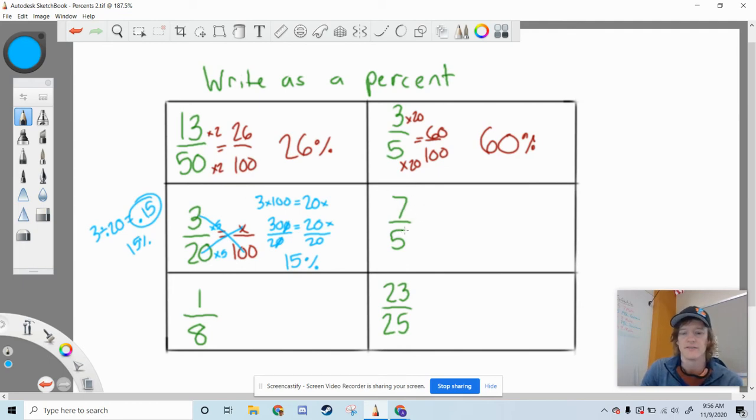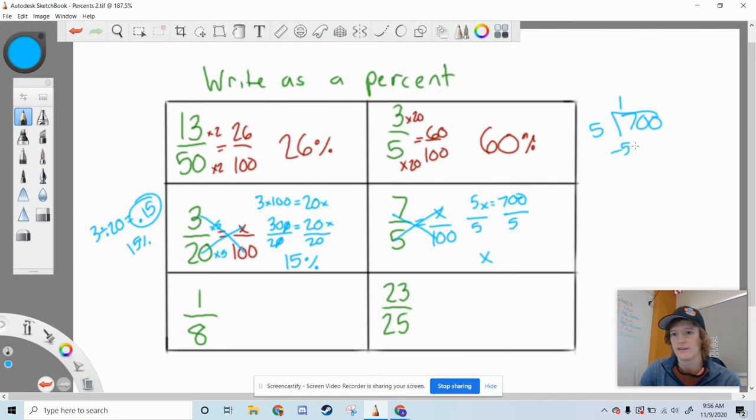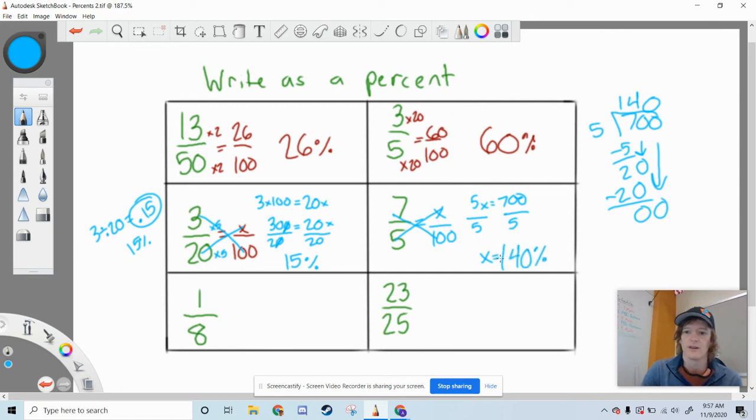Next, 7/5. Let's go ahead and set it up. x over 100. What percent is this? So we've got 5x equals 700. Divide by 5. Divide by 5. That 5x was here and 700 is here. So now you can just grab a calculator, do 700 divided by 5, or do long division: 1, 5, subtract 2, bring down a 0, 4, 20, 0, bring down our last 0. So that'd be 140%. That's what x equals, 140%.